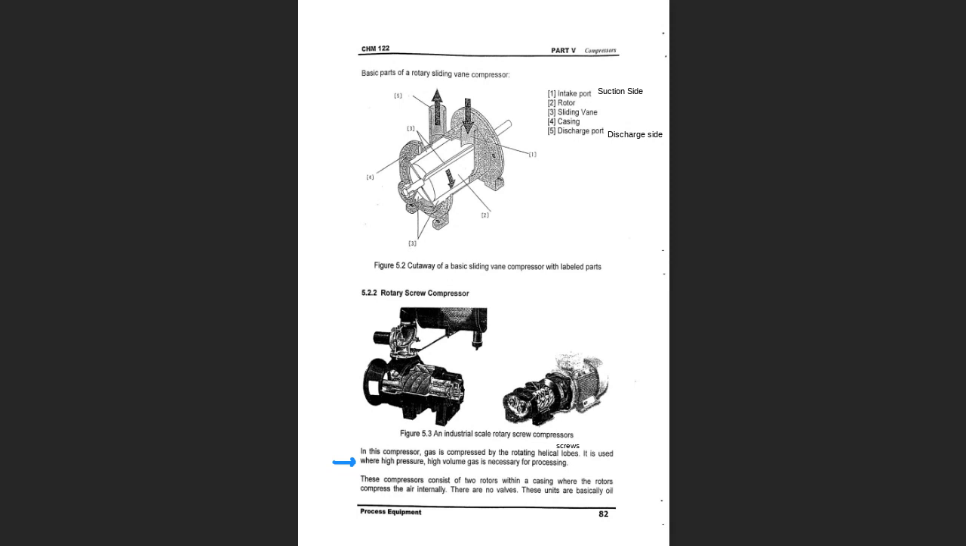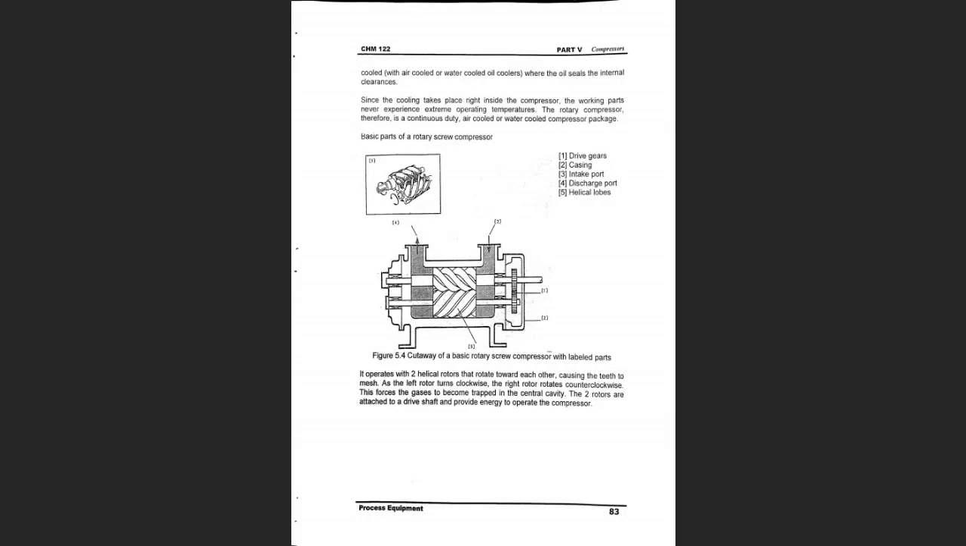within a casing where the rotors compress the air internally, and there are no valves like the reciprocating pumps or compressors. Reciprocating pumps and compressors have suction and discharge valves. Okay? Now in here we don't have that kind of valves. Again, let me read it: two screws within a casing where the screws, guys, compress the air internally. There are no valves, and these units are basically oil cooled.